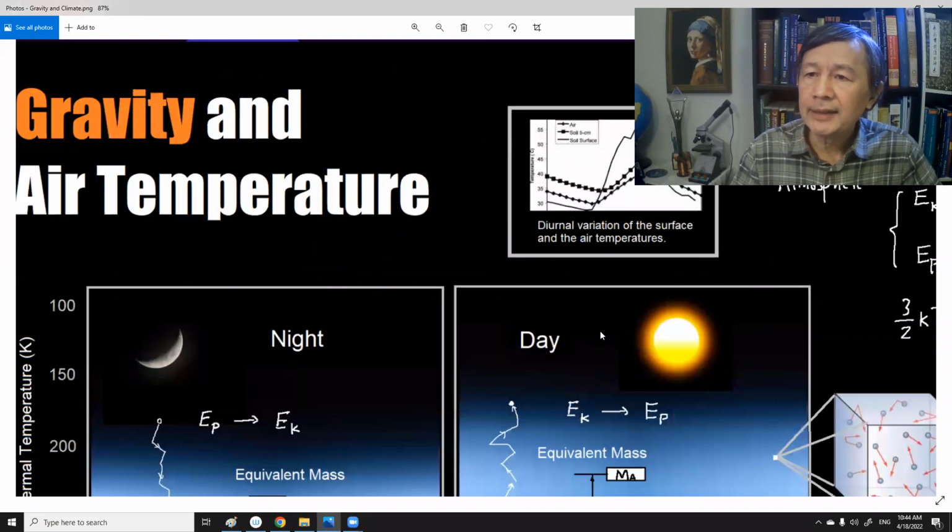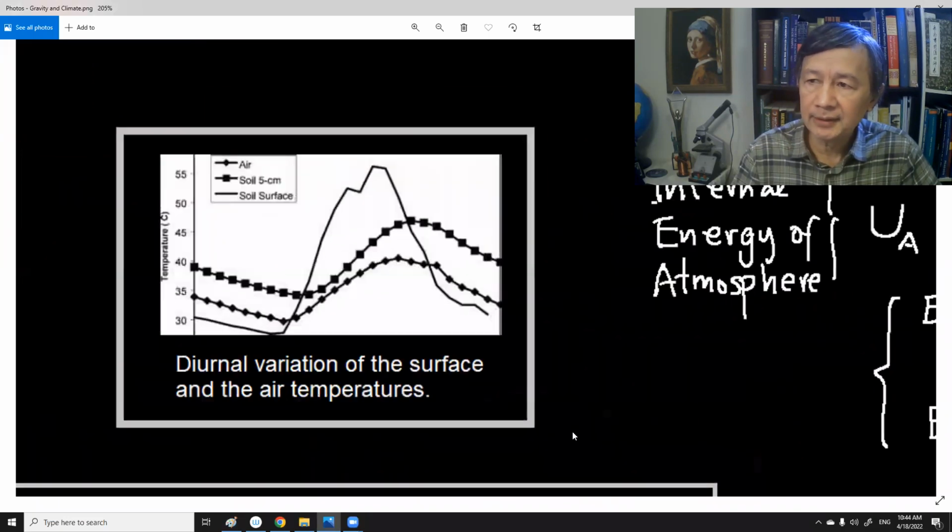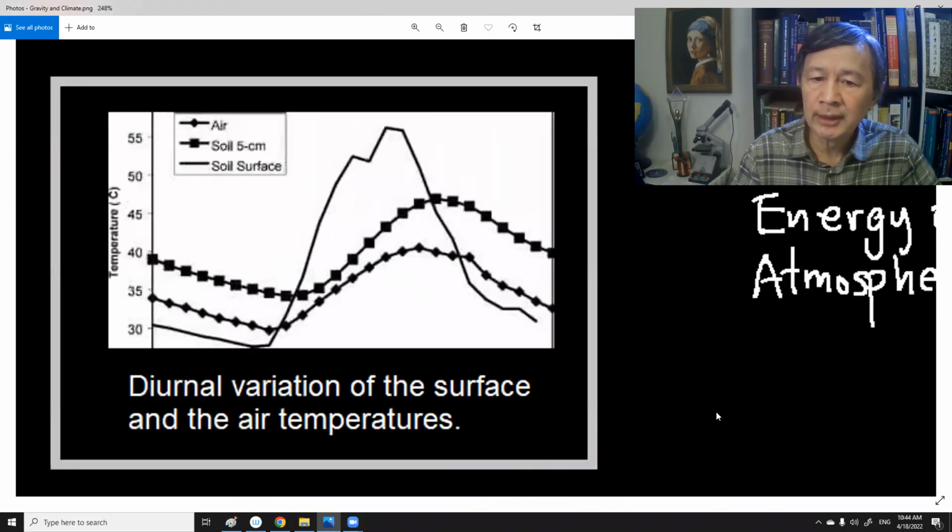Everyone knows that the surface temperature of Earth changes day and night. This is what we call the diurnal variation in the surface and air temperature. Everyone can do this measurement in his or her backyard by measuring the surface temperature and the air temperature as a function of time. In this experimental result, the lower solid line represents the surface temperature.